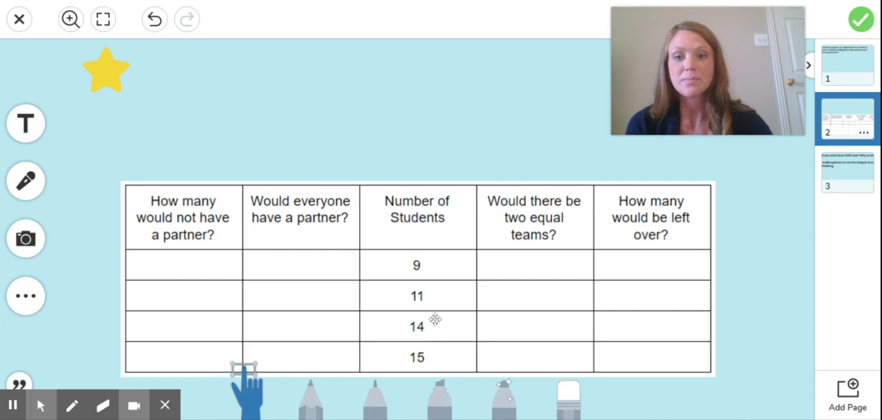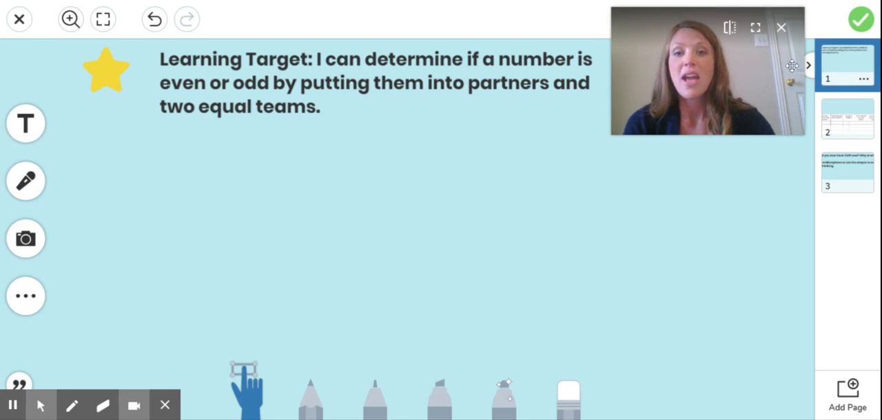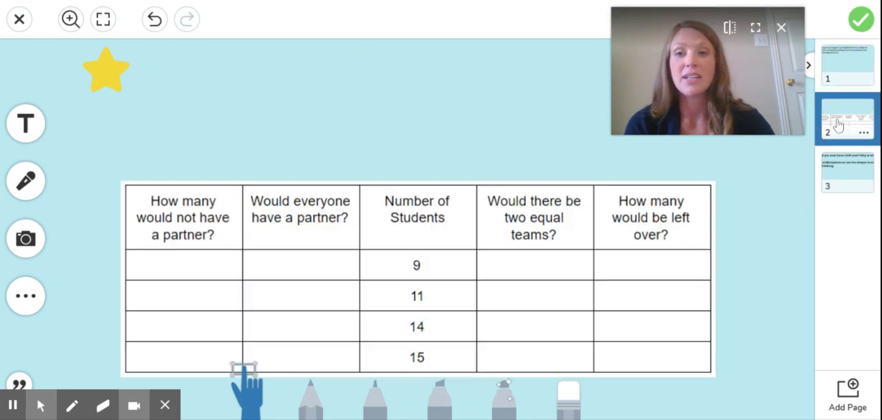even or odd. We're going to look at the number today and we're going to put them in partners and see if they have any leftovers. We're also going to put them into two equal teams and see if they have any leftovers. We know that if we can make partners and two equal teams, that number is even. But if that number can't make partners and has leftovers, or we cannot make two equal teams because there's a leftover, then that number is odd. You can use the first page as a work template to help you fill out the chart.